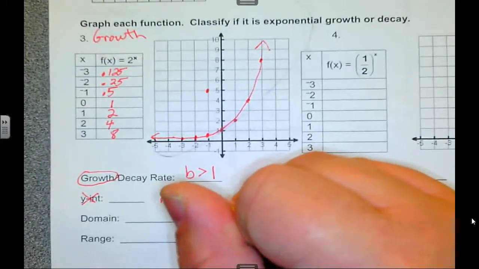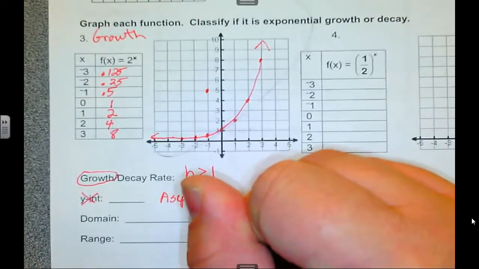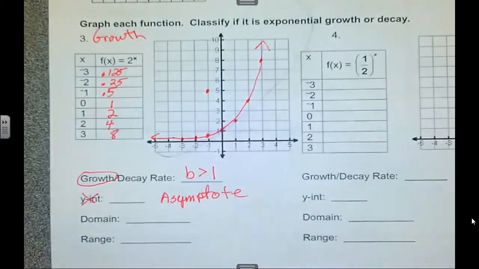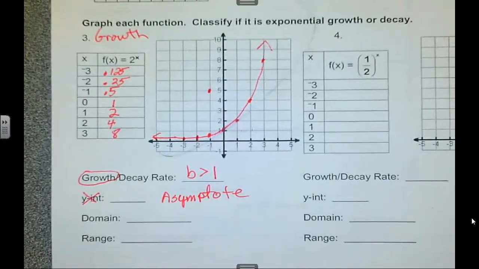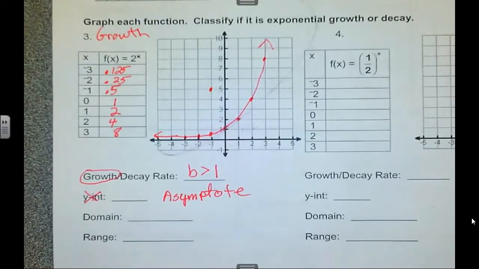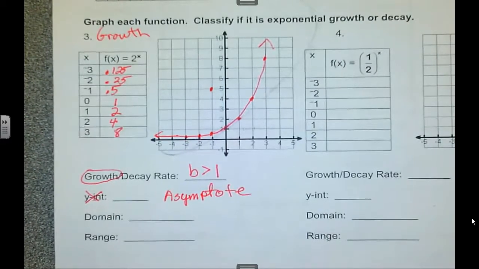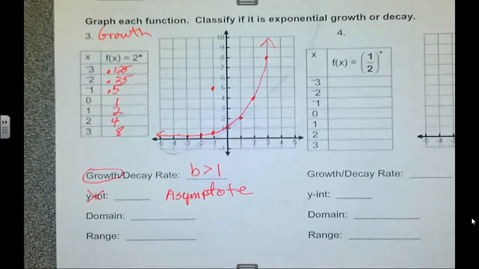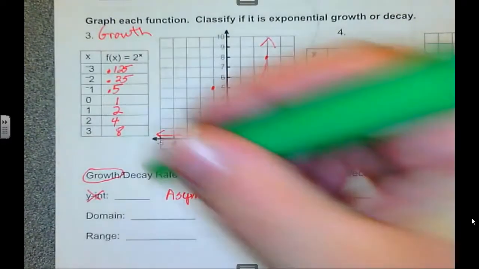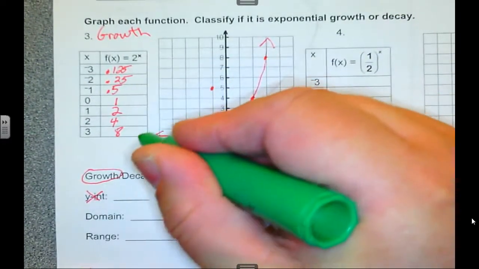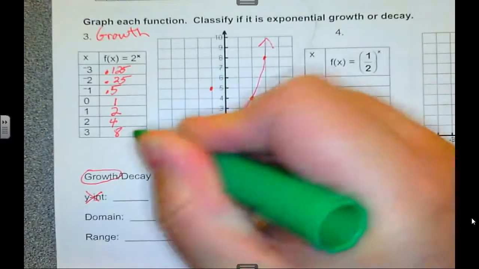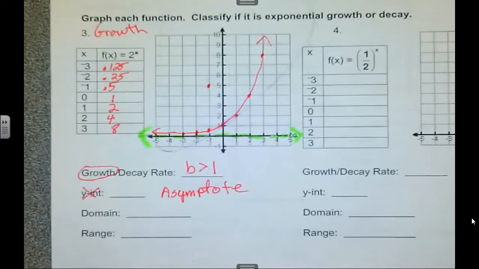One more time. What's my asymptote? Okay, well, what does asymptote mean? It means my curve comes close to a line but never crosses it. In this problem, what's my asymptote? It happens to be the x-axis, right? Never crosses the x-axis.